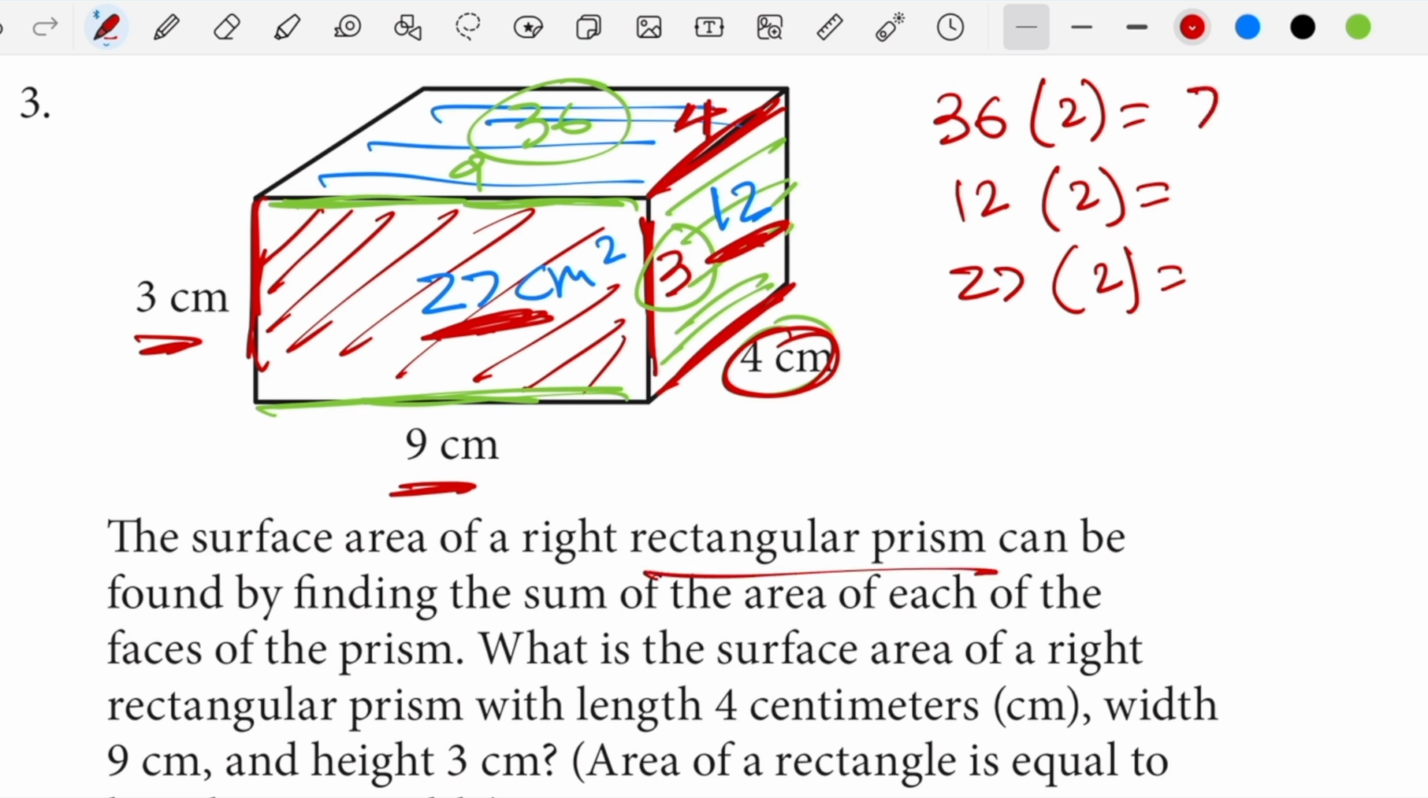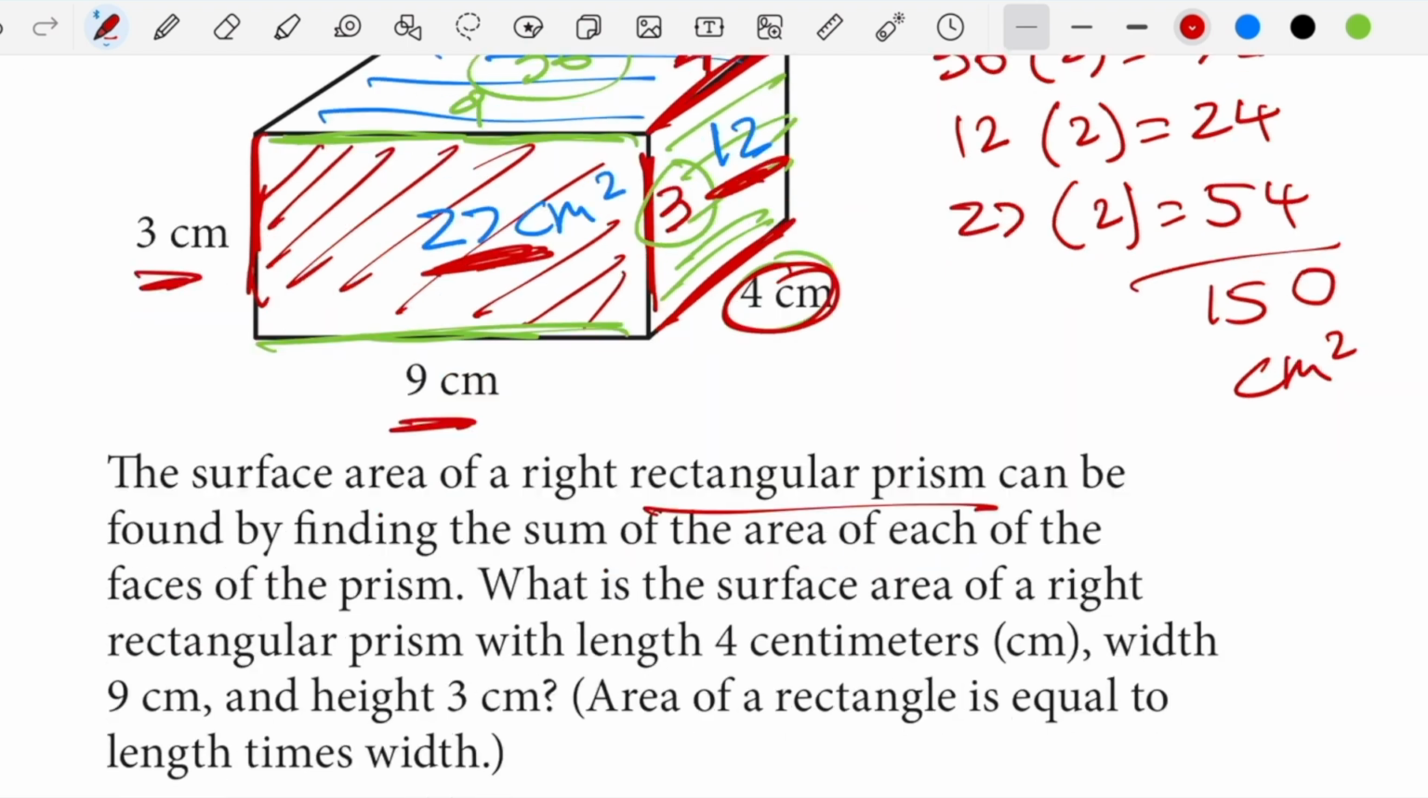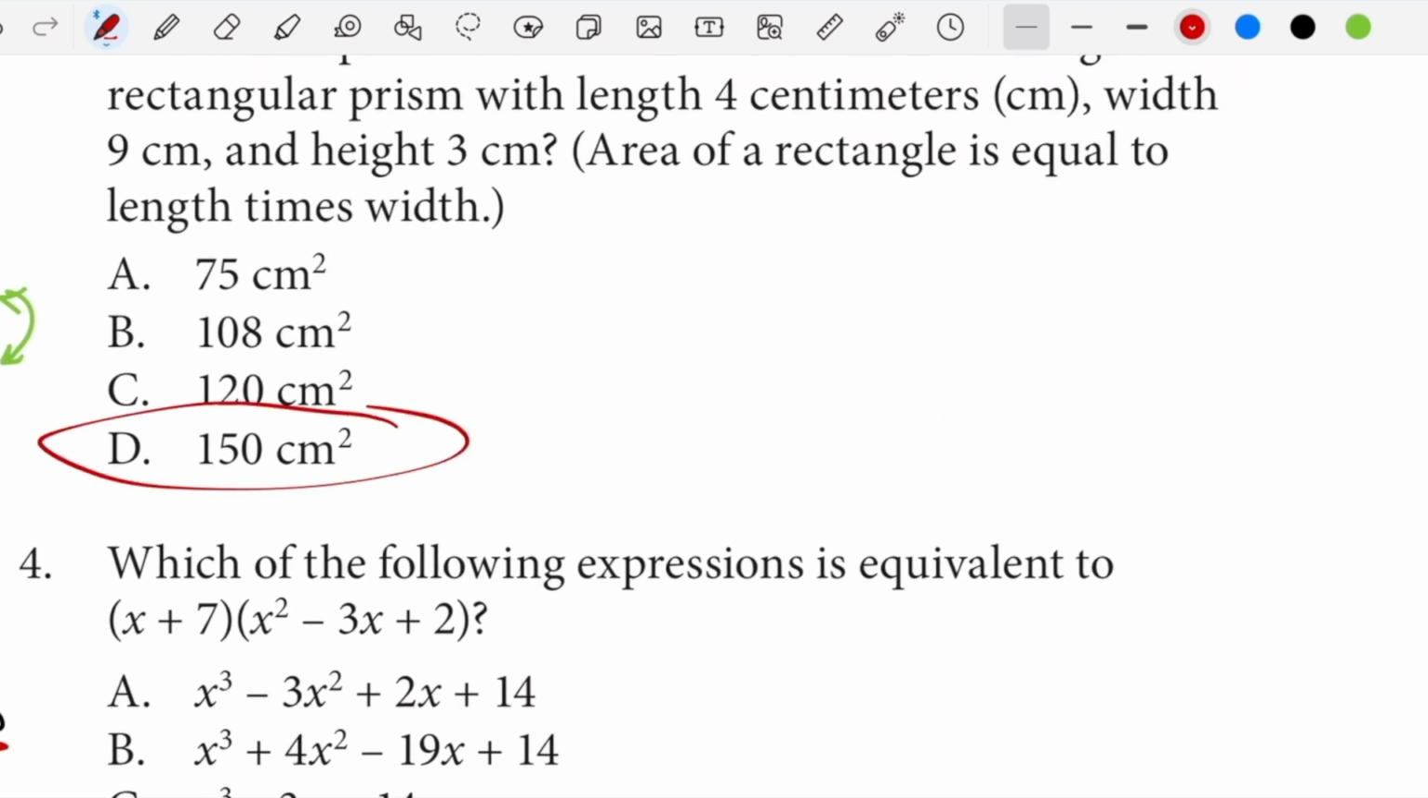36 times 2 is going to give you 72. 12 times 2 is 24. 27 times 2 is 54. 72 plus 24 plus 54 is 150. My area is 150 square centimeters, which the answer is D. Let's go to number 4.